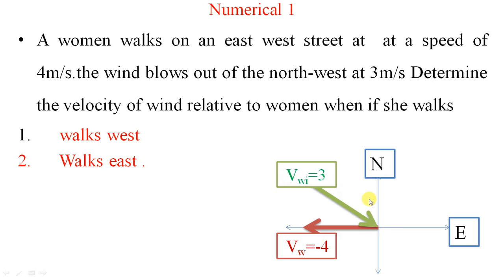So this is our diagram which shows the direction. Always north is in the upward direction, and to the right hand side of the north we show the east. The first case is the woman walks towards the west. So the velocity of the woman is -4 and the wind is moving in the northwest direction at 3 meter per second.